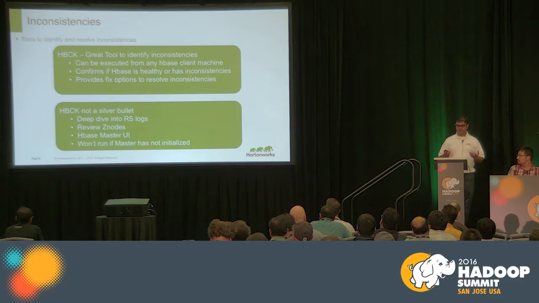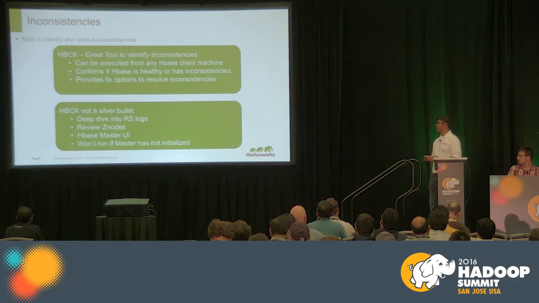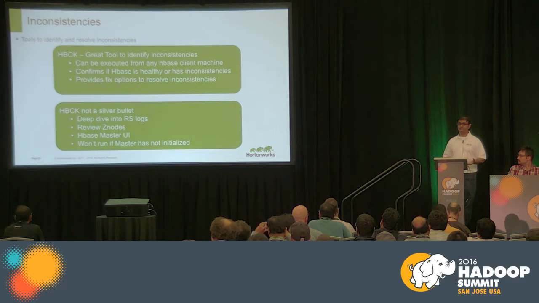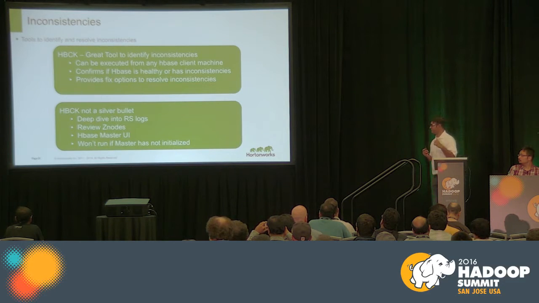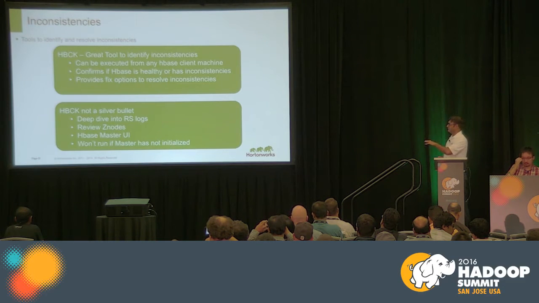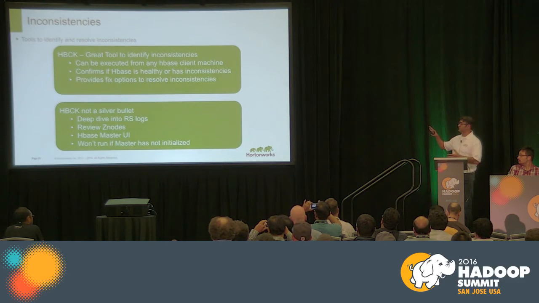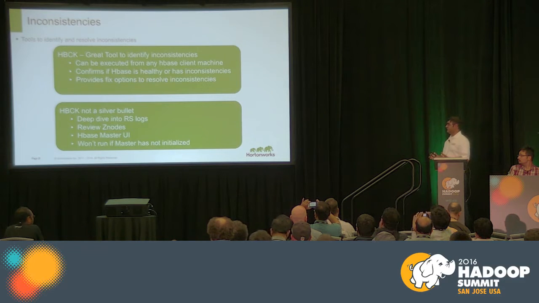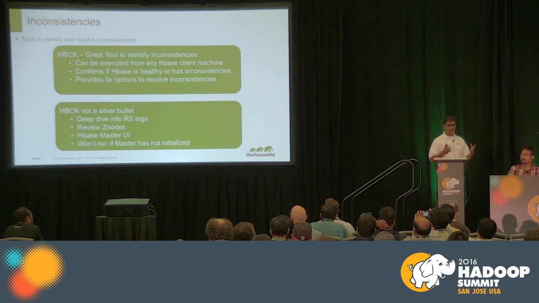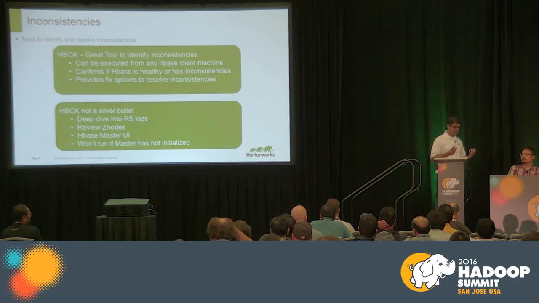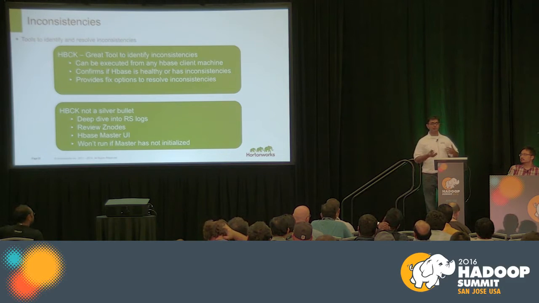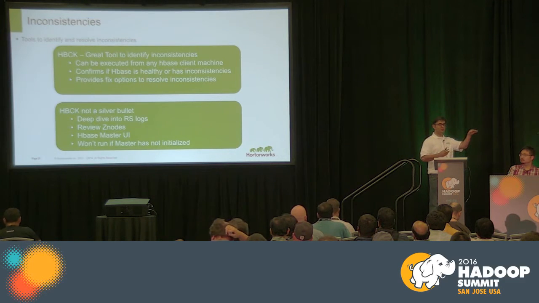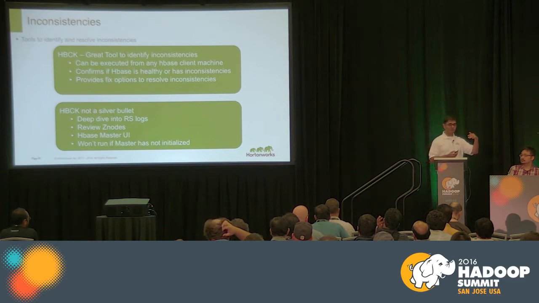What are the tools that you can use to identify and fix those inconsistencies? So HBCK, which I tried to cover in the first few slides and mentioned is going to be covered later, this is where we are covering it. HBCK is a great tool. You run it on the command line on any client machine. It confirms whether HBase is healthy or not. It comes up with a report in the end: this table is having 0 inconsistencies, this table is having 5 inconsistencies. Whatever it is, it's going to spell it out for you.